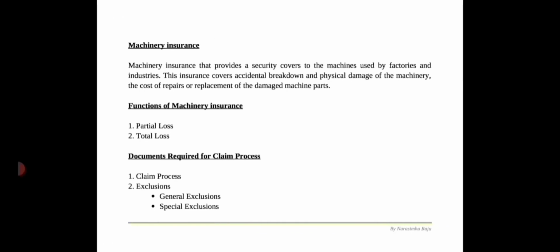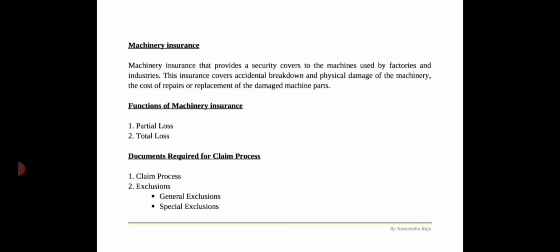Coming to machinery insurance, it provides a security cover to the machines used by factories and industries. This insurance covers accidental breakdown and physical damage of the machinery, and the cost of repairs or replacement of the damaged machine parts. Some insurance companies also offer riders to cover additional risks to the machinery or other aspects like air freight, machine foundation and custom duty, etc.